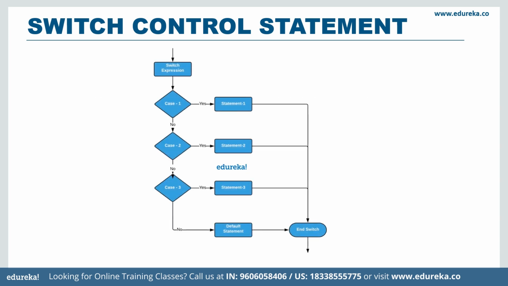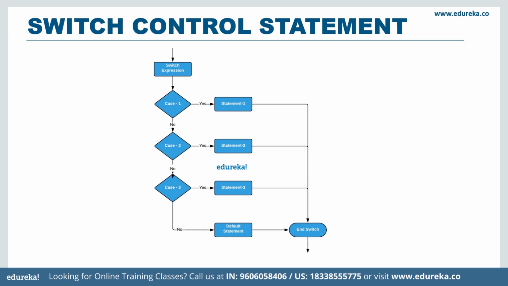You can see that the control starts from switch expression. So switch expression is the block where we provide our condition. Once after the switch expression is executed, the control will enter the cases. So inside the cases, it will find a match. In case case 1 is matched, then the statement 1 will be executed. Similarly, in case if case 2 is matched, then statements 2 will be executed. If any of the cases doesn't match, then the control will directly enter the default statements and the default statements will be executed and the control will terminate the switch statement. So this is how the switch control statement works.